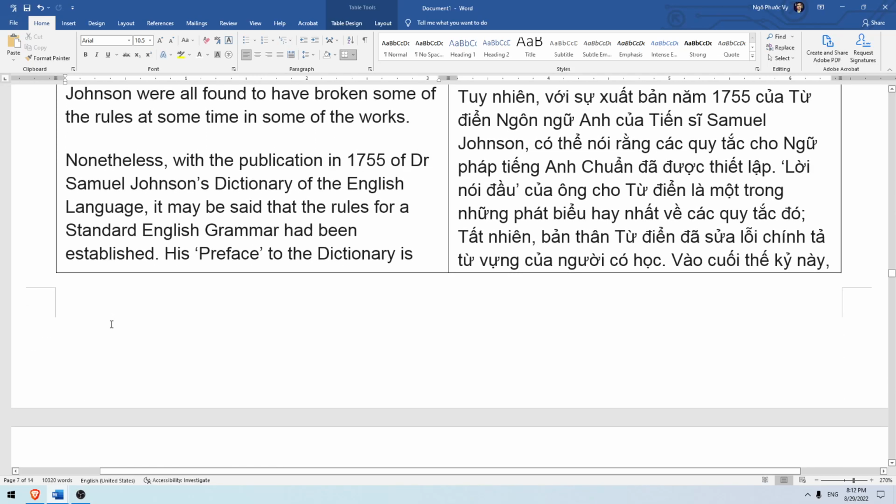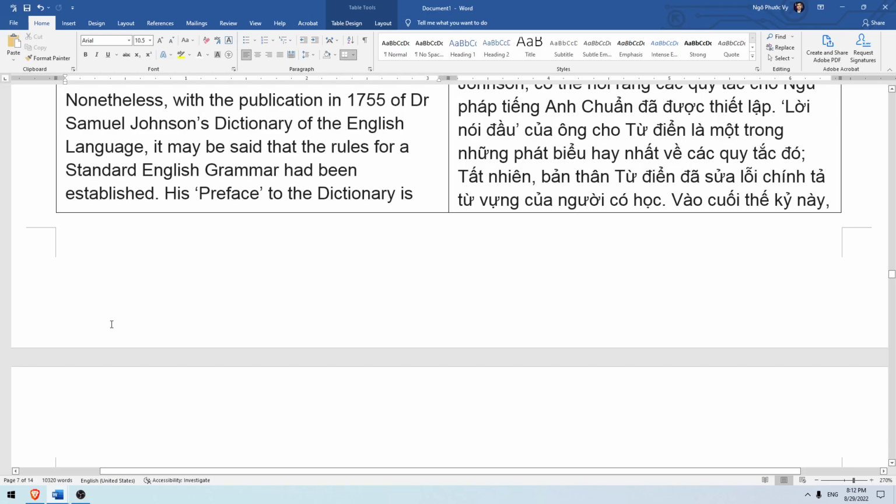Nonetheless, with the publication in 1750 of Dr. Samuel Johnson's Dictionary of the English Language, it may be said that the rules for a standard English grammar had been established.